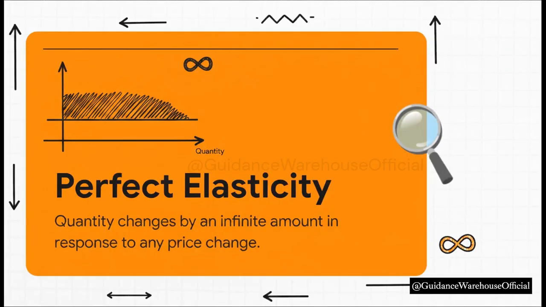Moving on to the exact opposite extreme, we have perfect elasticity. This is a wild scenario where quantity changes by an infinite amount in response to literally any change in price whatsoever. If you map this out, it's represented by a completely flat, horizontal plane. The quantity supplied or demanded is infinitely responsive to the tiniest price shifts.